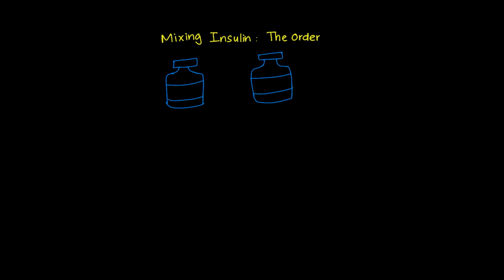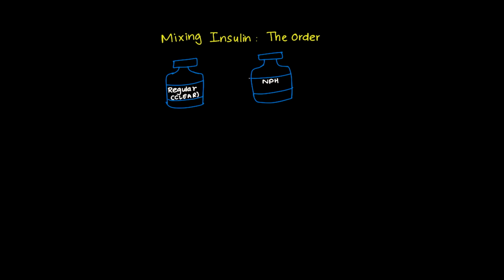Mixing insulins in the same syringe is a tested skill because the order matters. The rule is simple: draw clear before cloudy. Regular insulin is clear. NPH insulin is cloudy because it has particles suspended in the solution. You draw the clear regular insulin into the syringe first, then you draw the cloudy NPH.